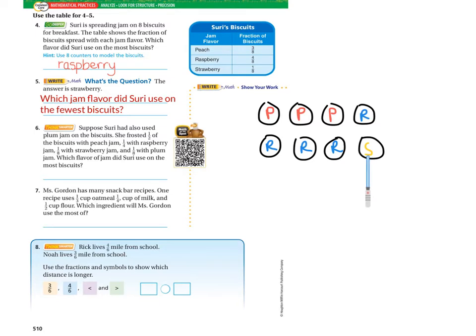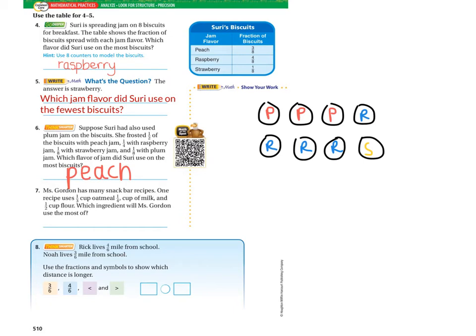And we also should keep in mind that this lesson that we're doing today is all about comparing fractions. You should notice when we're comparing these three fractions that strawberry is the least. So that's how we arrived at that question. You should notice that strawberry is the smallest fraction here. Or when we put it into context, it's the fewest number of biscuits.